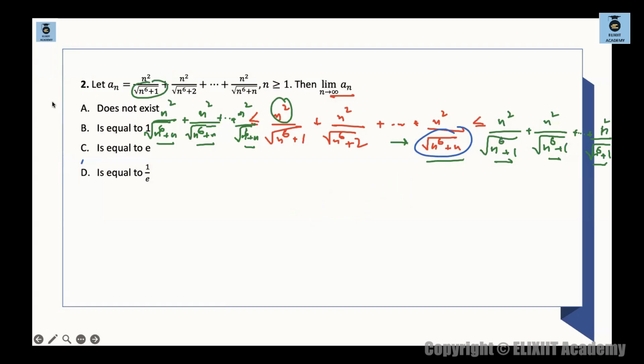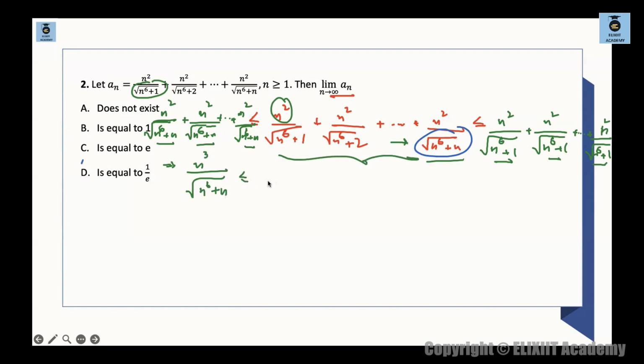Next, once we are forming this inequality, we are supposed to solve this by taking the limits. What is this? n square upon square root of n to the power of 6 plus n, and so on. How many terms are there? All total n terms. So n times of n square means n cube divided by square root of n to the power of 6 plus n is less than.